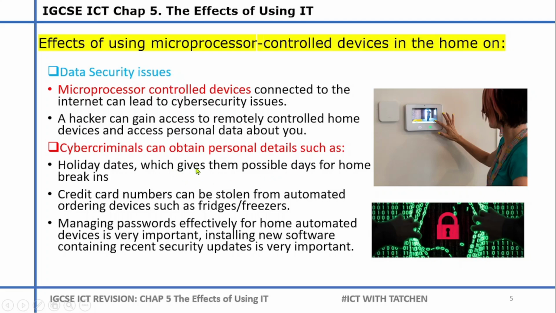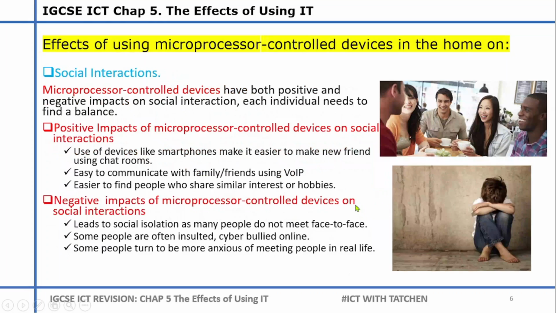And these hackers can also obtain personal details from you, such as your holidays, which will give them time to break into your house. They can collect credit card details, maybe because we have smart fridges that you can set to order things for you online, maybe automate it. Once you do that, you definitely have to supply it with your credit card details. So hackers can get into your systems and steal such details, which they can in turn use to steal from you. So those are data security issues.